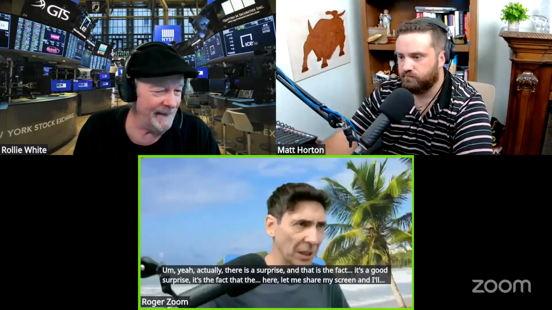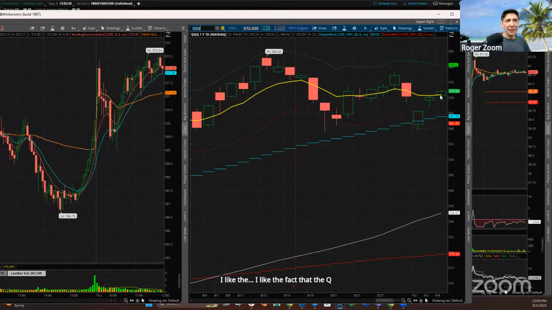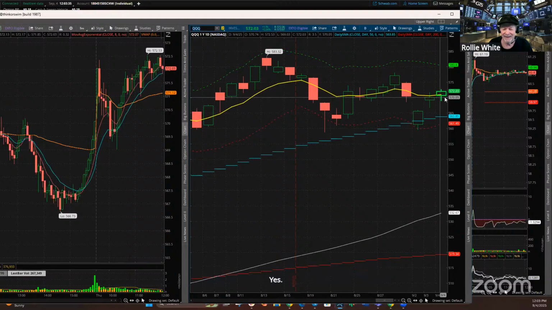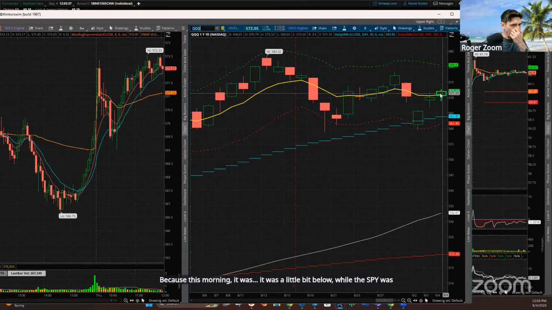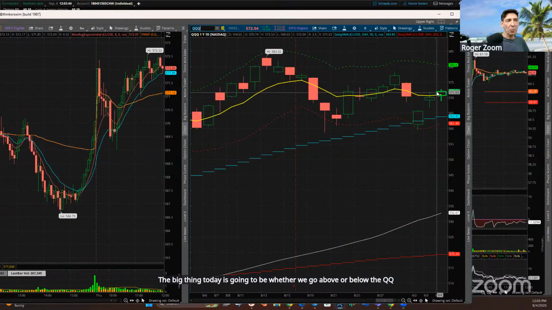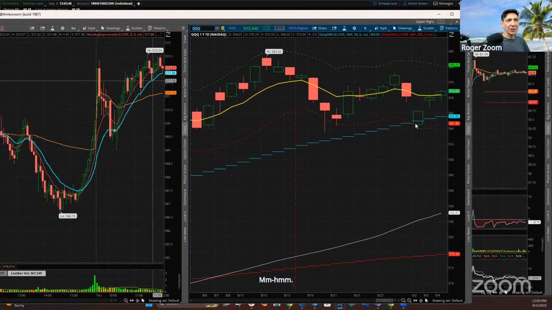Yeah, actually, there is a surprise, and it's a good surprise. Let me share my screen and I'll show you. I'm very happy to see this actually. I like the fact that the QQQ is making its way above the 8-day EMA. Because this morning it was a little bit below while the SPY was above, and I said, folks, the big thing today is going to be whether we go above or below the QQQ, because it was struggling this morning. So this is a very pleasant surprise.